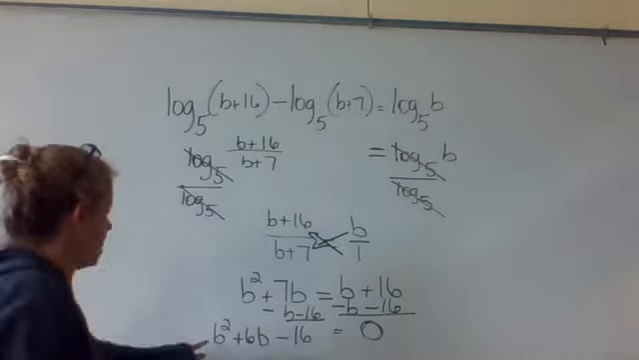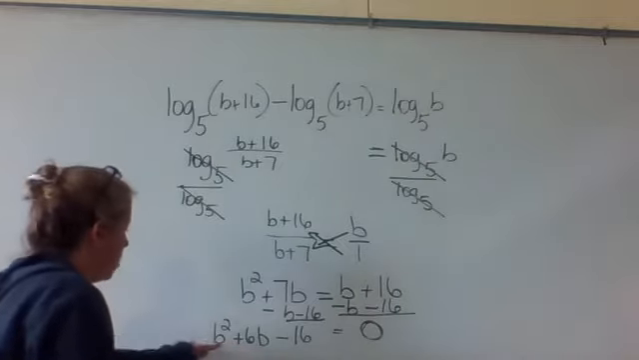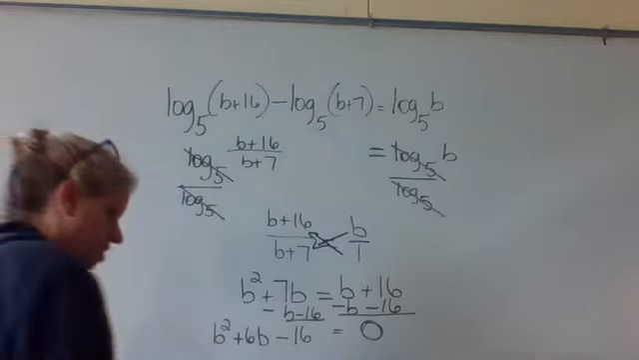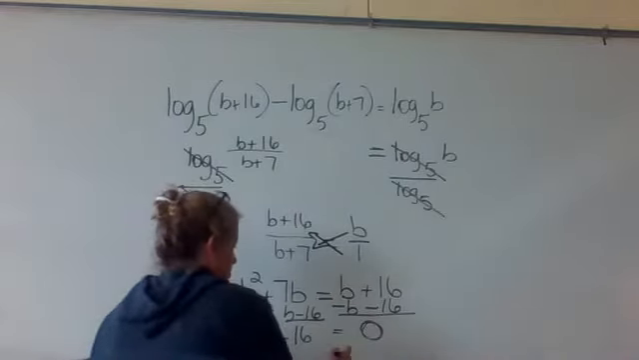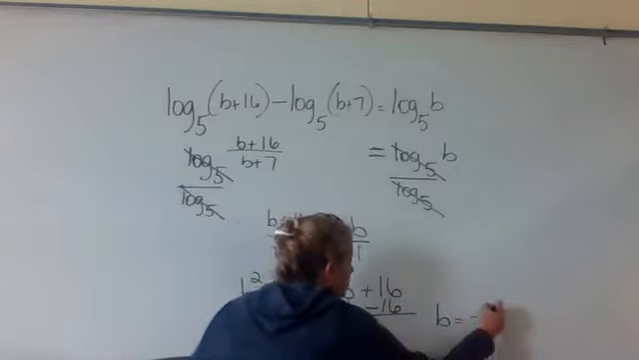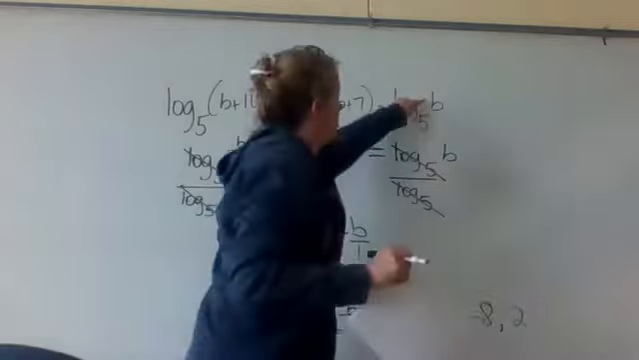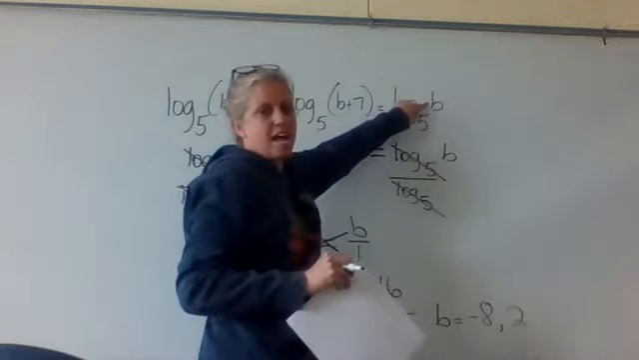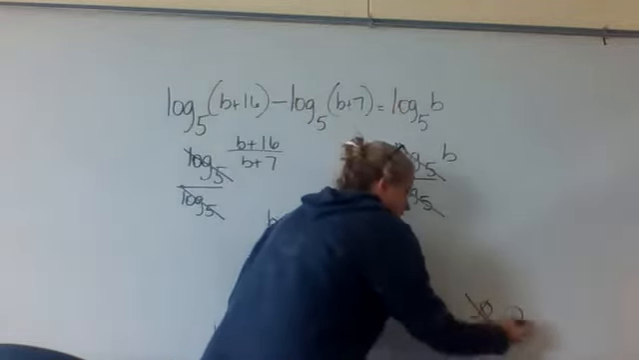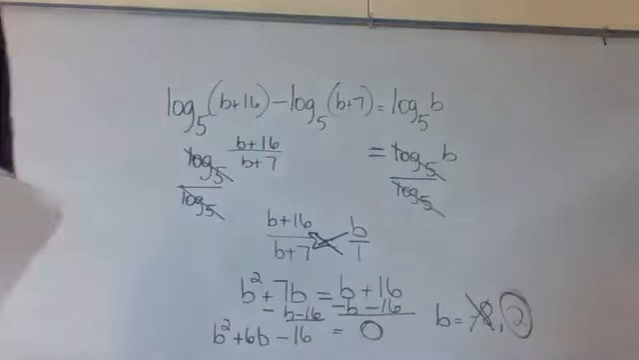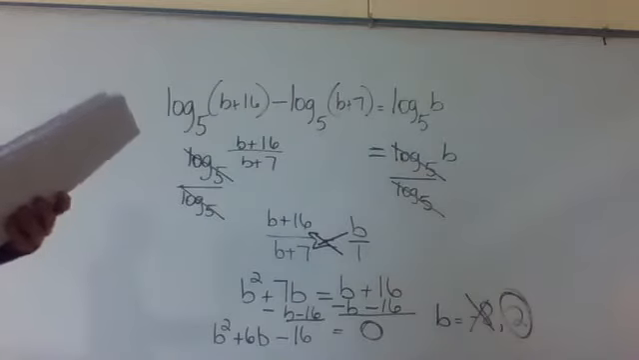When you put that in quad, A, B, and C would be 1, 6, and negative 16. You would get negative 8 and 2. Now, remember this number right here cannot be a negative. So that's why negative 8 does not work. So your only answer is 2. Whew.